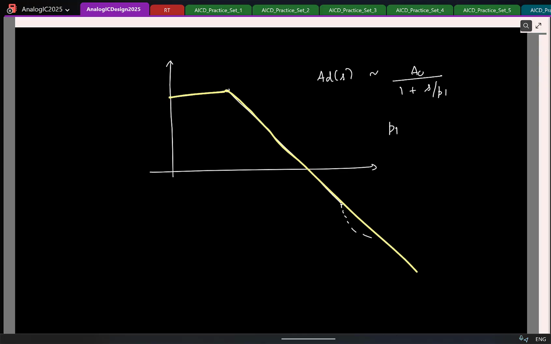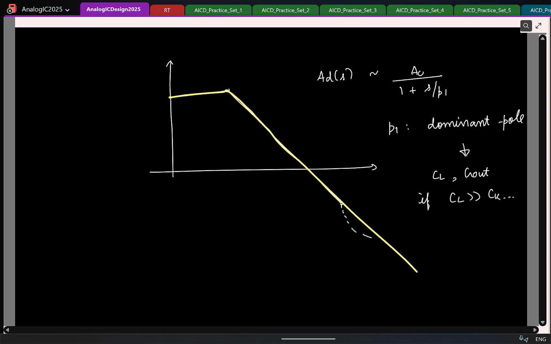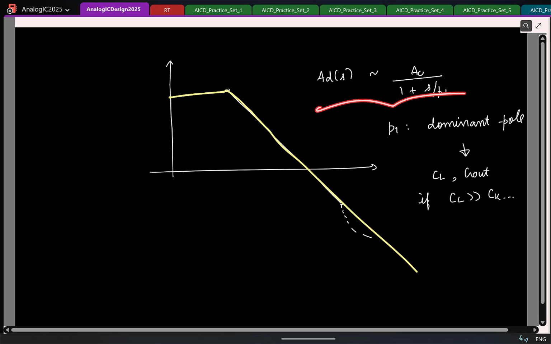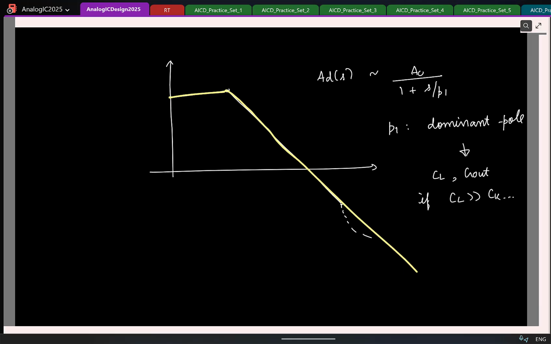And P1 is basically your dominant pole, and if you have a large load capacitor, you can attribute the dominant pole to the load capacitor and the output conductance you have. Now, not just the telescopic cascode, in fact all the single stage OTAs we have seen so far, the 5 transistor OTA, telescopic, folded cascode, gain boosted cascode, everything is a single stage OTA, which means you have one single transconductor or one gain stage technically, and for all of them you can approximate the behavior as a first order system like this.